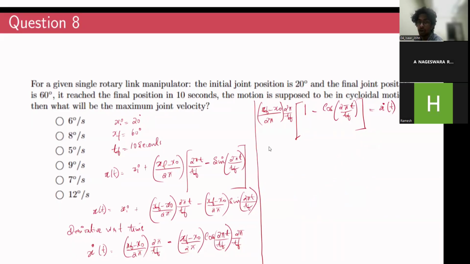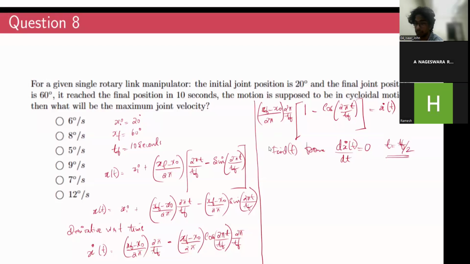If you are really unsure whether that is correct or not, you can take the derivative of the velocity, equate it to zero, and find the corresponding time. If you want the time of maximum velocity, find t from dx dot of t by dt equal to 0. If you solve this equation, you will definitely get the value of time t as tf by 2.